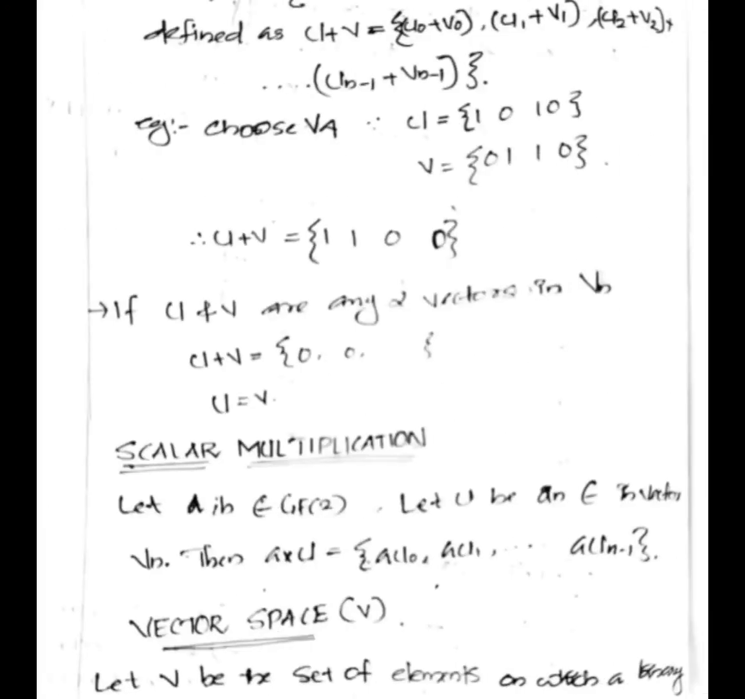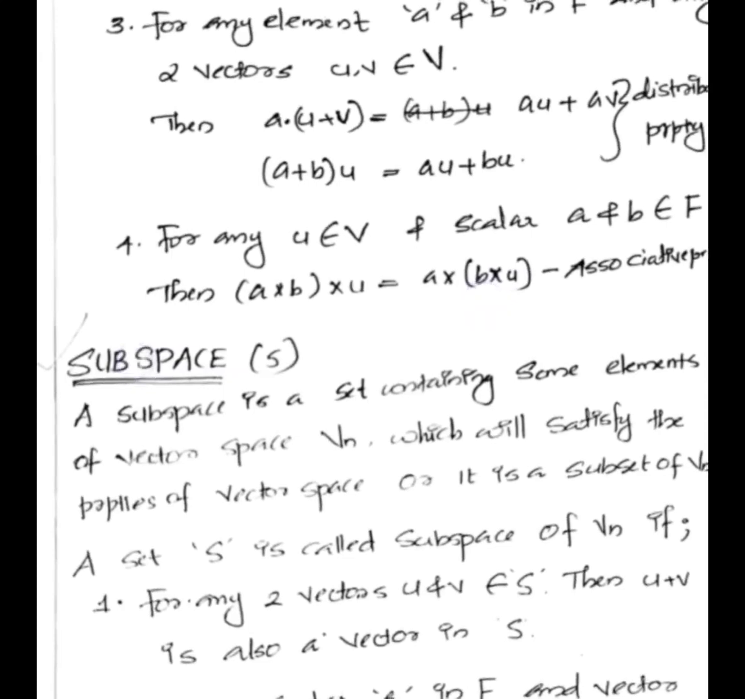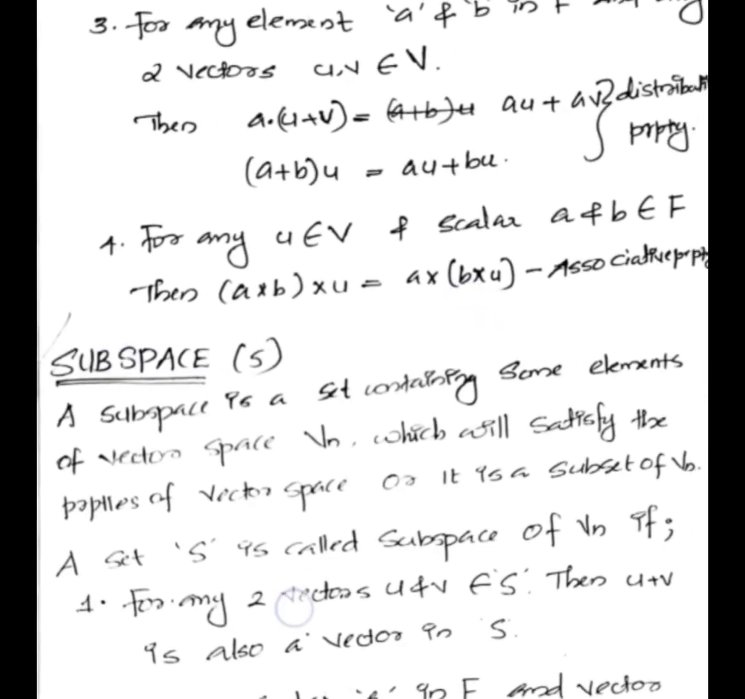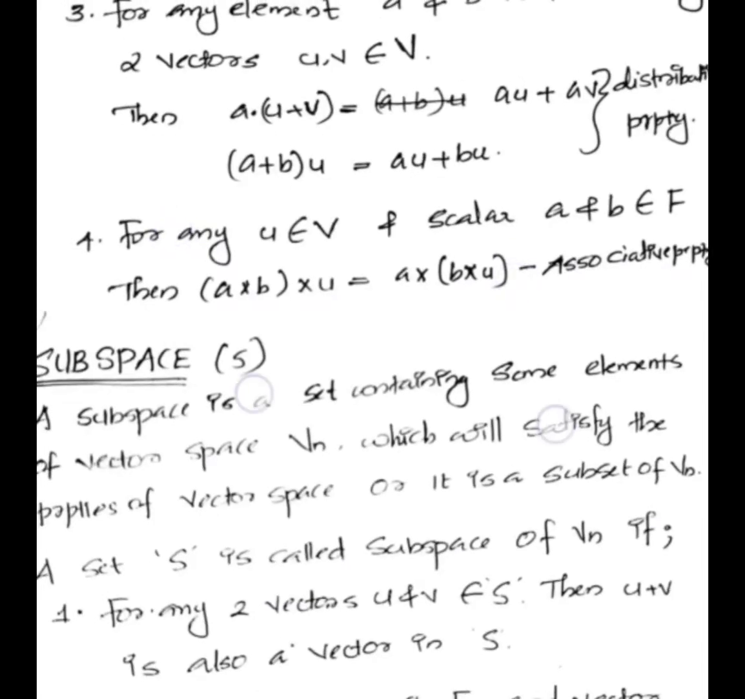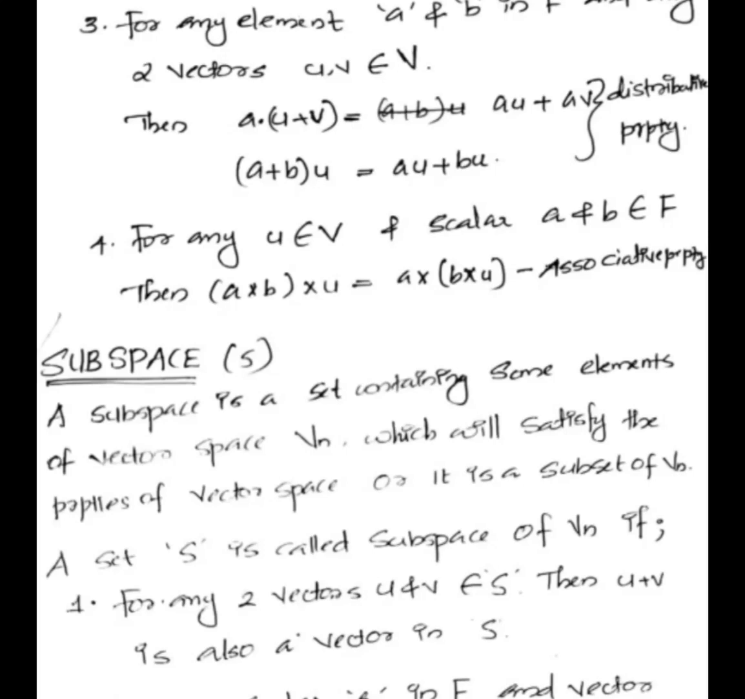A vector space means V is a set of elements on which an addition operation is defined, and F is a fixed multiplication operation. Then set V is called a vector space if it satisfies these four properties. First property is V is commutative under addition. We know what is commutative: if small u and small v are two elements of V, then u plus v is equal to v plus u. That is, it should be commutative.